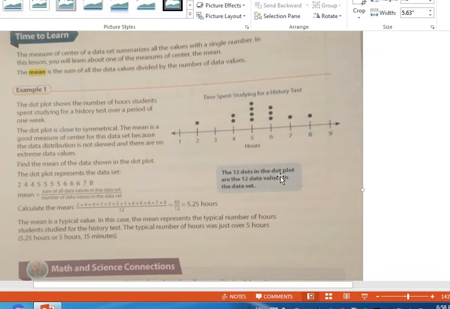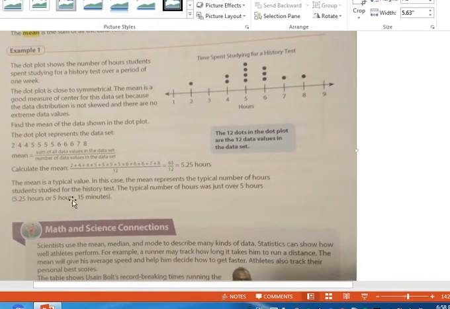The 12 dots in the dot plot are the 12 data values in the data set. The mean is a typical value. In this case, the mean represents the typical number of hours students studied for the history test. The typical number of hours was just over 5 hours, 5.25 hours, or 5 hours and 15 minutes.